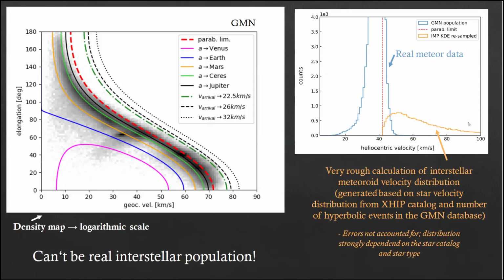It is quite sensitive to which catalog you actually use and which selected star you take. And it is scaled to represent the number of hyperbolic meteors which are in the GMN database. The GMN database has about 8% hyperbolic orbits, 1% if you do some quality selection, if you filter it a little bit, but this is just for illustration. There are no errors included. It is quite clear that this population can be a real interstellar population.